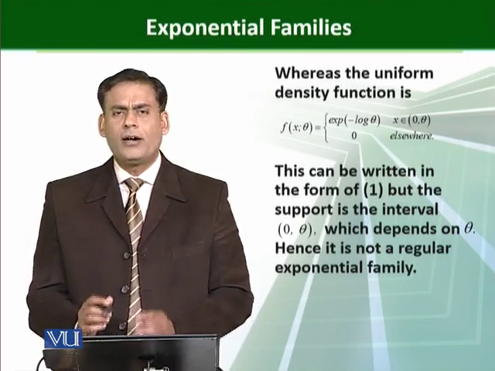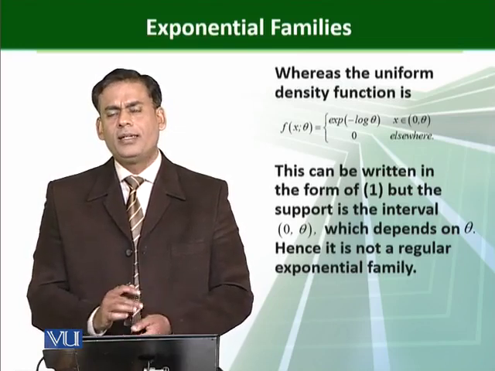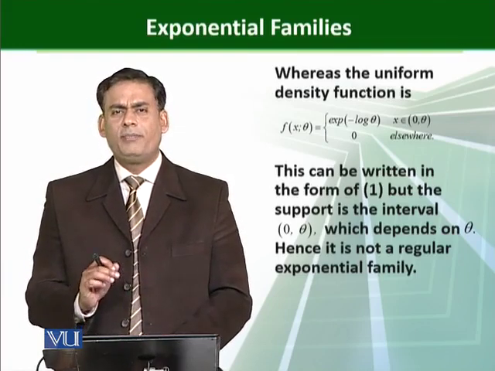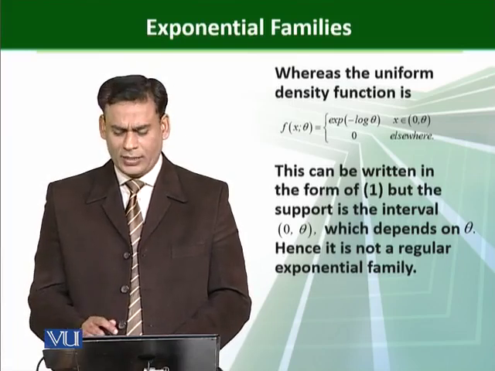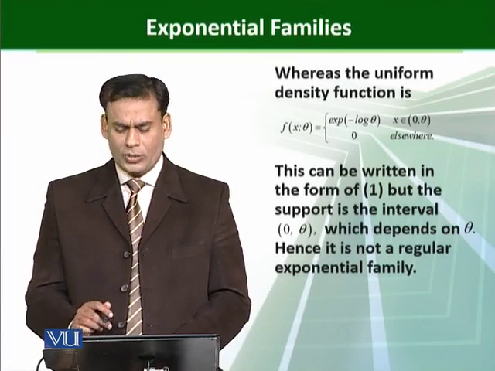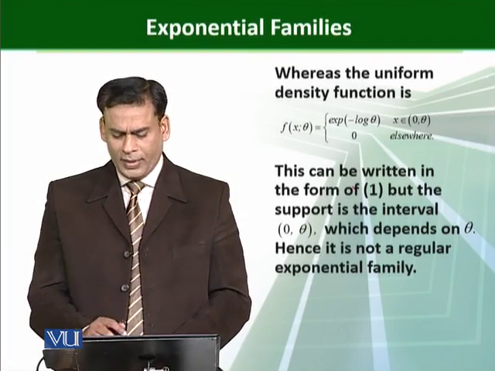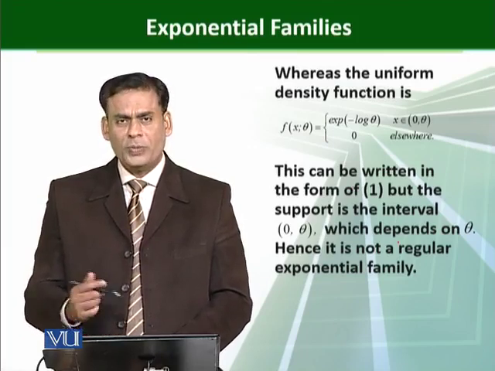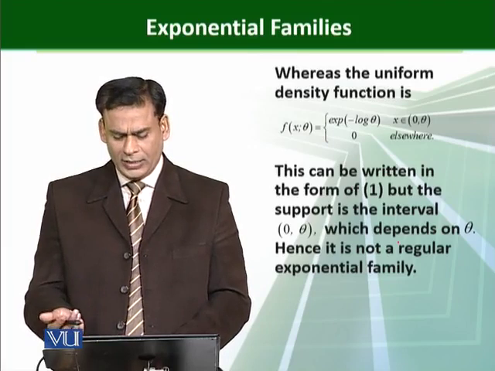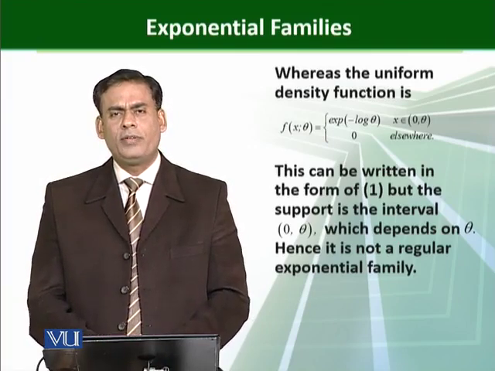So we can see that although we can write the uniform distribution in exponential form, one condition, that the parameter does not be involved in the support, is not fulfilled in this case. So we can say that this does not follow the form of equation 1, and because it involves theta in the support, it means that it depends upon theta. So hence it is not a regular class of exponential family of distributions.